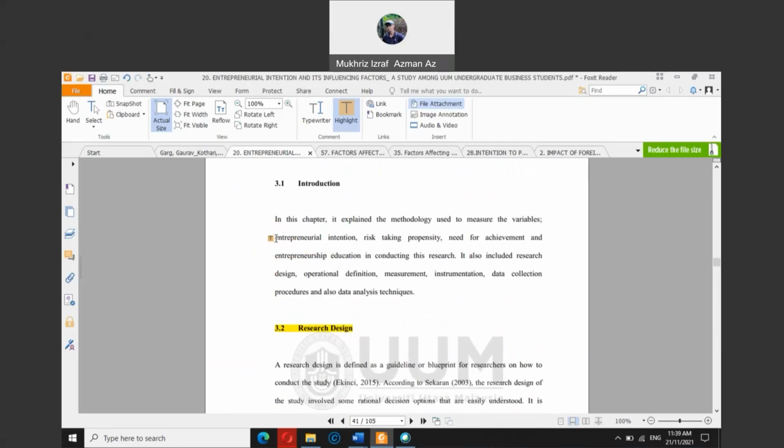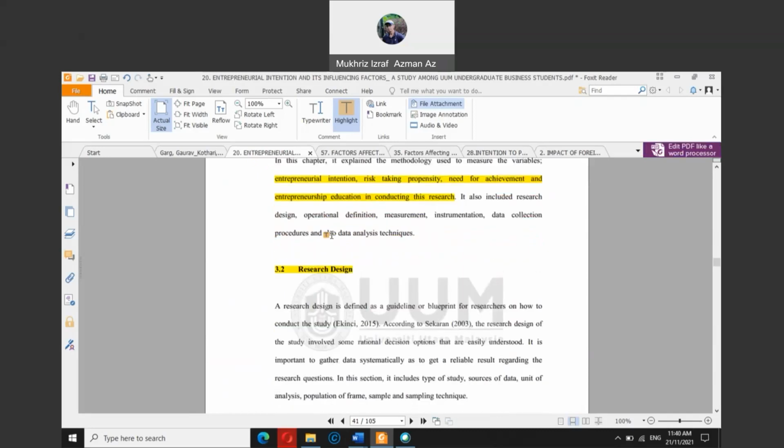Of course, the content here must be related to the scope of your study, because thesis number 20 is about the intention to undertake entrepreneurial activity. So the factors such as risk-taking, need for achievement are mentioned in the first paragraph. So whatever topic that you decide to do for your group assignment and also individual assignment must be highlighted briefly in the first part.